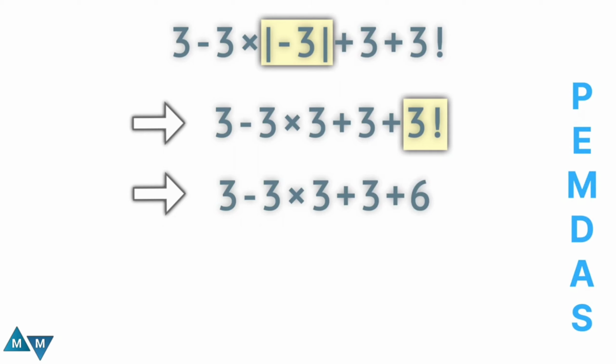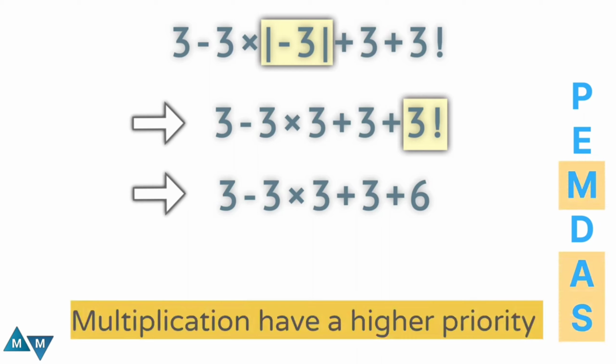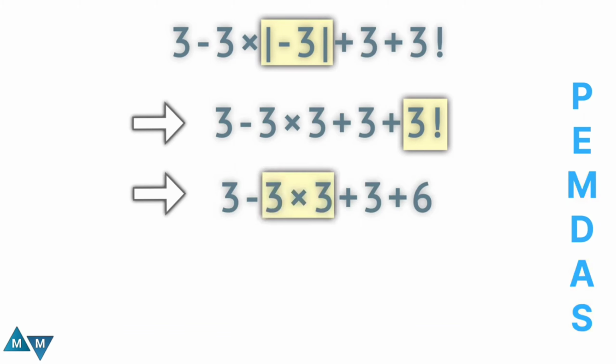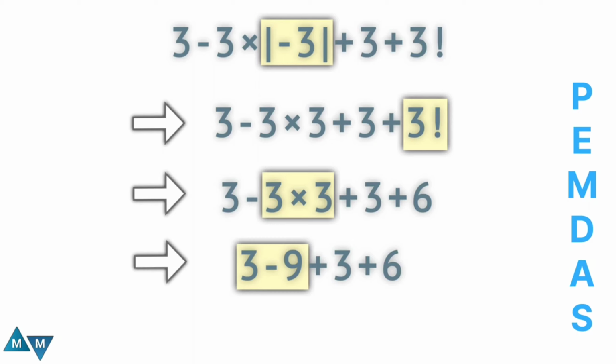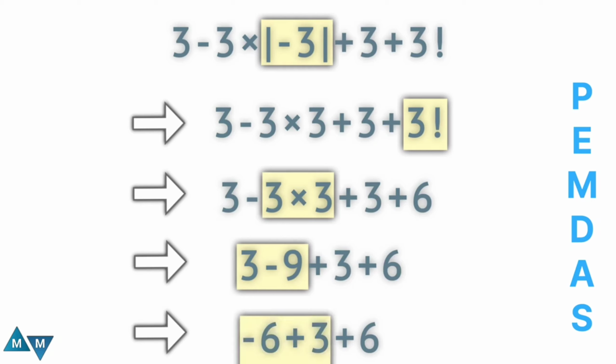Since according to PEMDAS rule, multiplication has a higher priority, 3 times 3 will be our first move, which is equals to 9. Now we have the following expression. Now the expression only contains plus and minus signs, and since both the signs have the same priority, the expression will be solved from left to right. Now 3 minus 9 will give minus 6. Now we have minus 6 plus 3 plus 6. Now minus 6 plus 3 will give minus 3, and by adding 6, finally we get 3. This is our final answer.